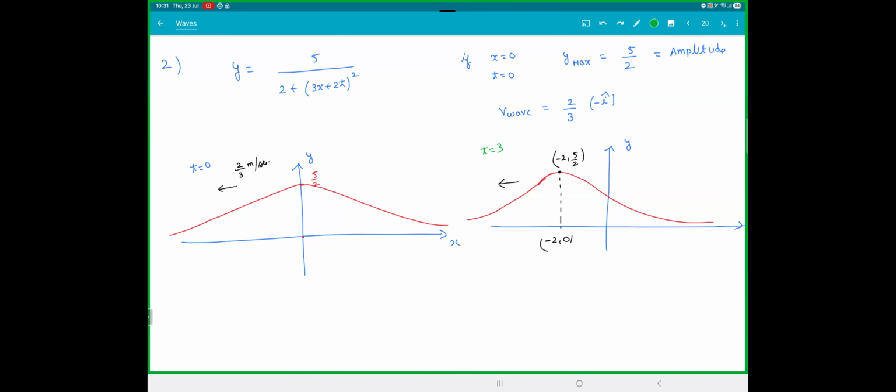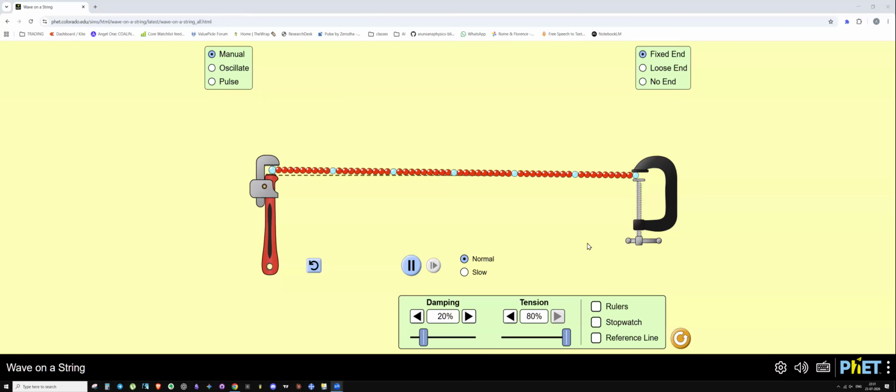For some reason it is lagging a lot today. There are good things I wanted to show. This is another website I have. See, this is a link I'll send you.